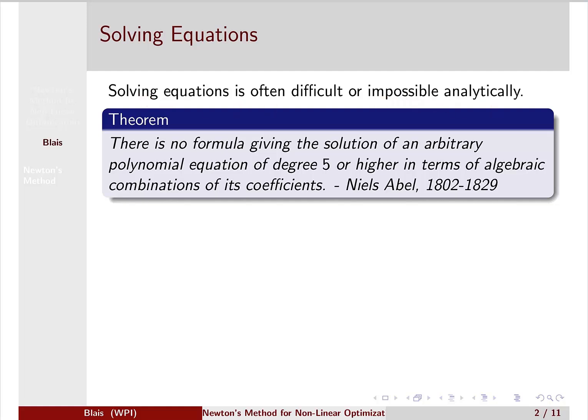We have a theorem from Abel in the early 1800s that says there's no formula giving the solution of an arbitrary polynomial equation of degree 5 or higher in terms of algebraic combinations of its coefficients. In this case, think of something like the quadratic formula. For a general quadratic polynomial, we have a formula that finds a solution of that quadratic set equal to 0. But once we get to higher degree equations, or to just equations in general beyond polynomials, we don't necessarily have that method for finding an analytic solution.